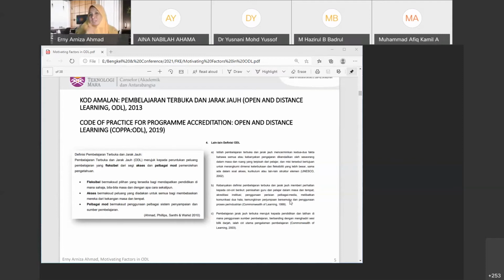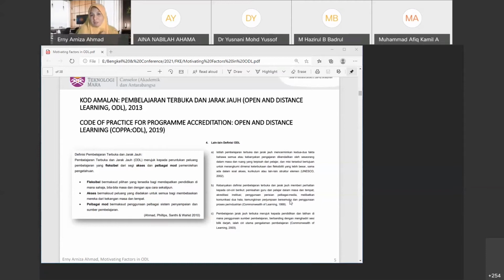Okay, so UiTM memang ambil berat, memang memandang benda ni sebagai satu perkara serius. Okay, we will ensure that you need to learn, but make it flexible in a very flexible way. Second, access memasuk peluang yang diadakan untuk semua bagi membebaskan mereka dari kekangan masa dan tempat.